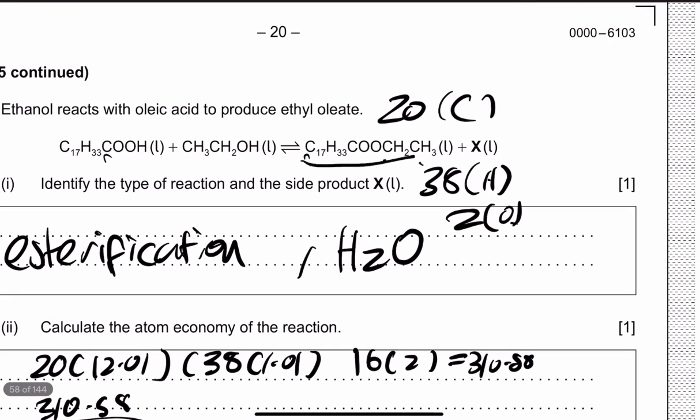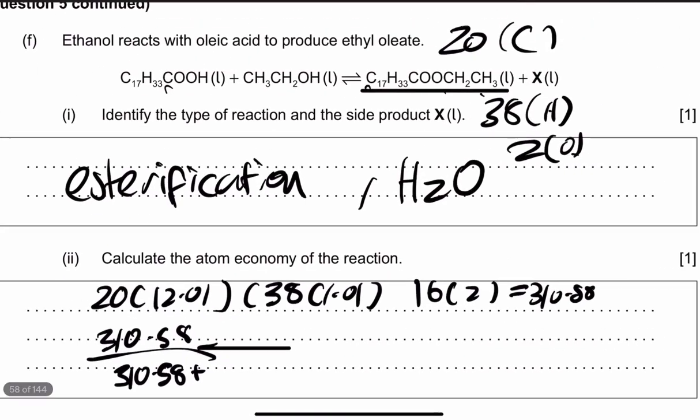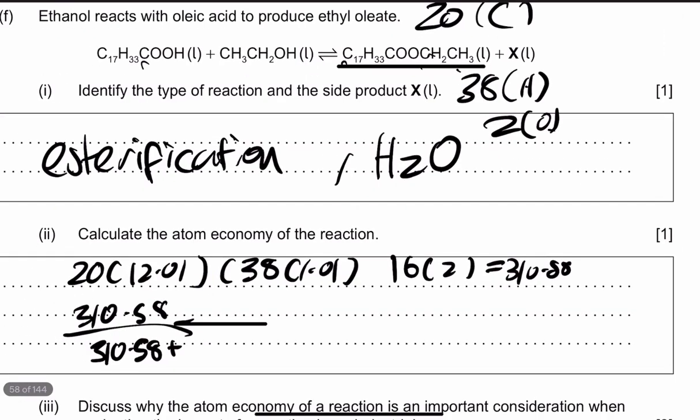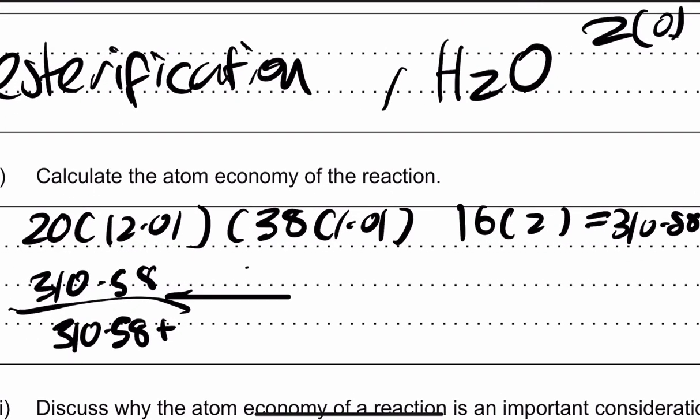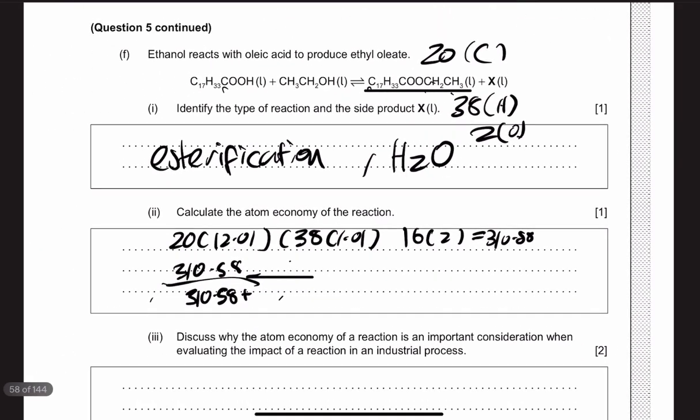The desired product is 310.58, plus the total product also includes the water. The water is the extra thing here, we don't really need it. We're looking for the desired product. So it's just a simple percentage, desired over total. The side product is just water, so we add the 18.02 for H2O, then times this by 100, and we get 94.5%.